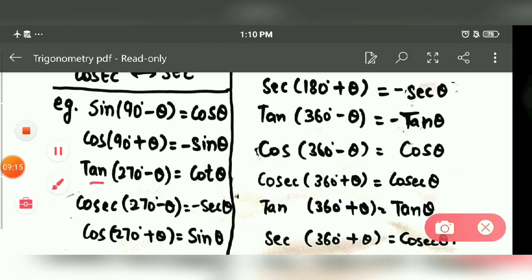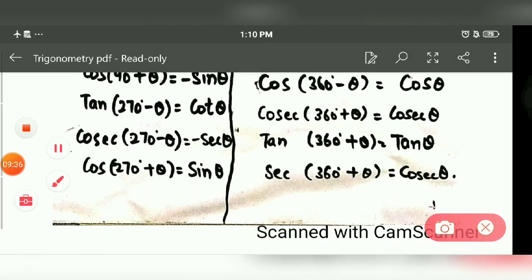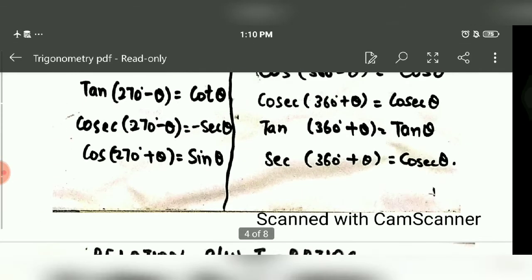Third, tan of 270 minus theta, which is in the third quadrant. In the third quadrant, tan is positive, so tan is going to be changed into cot with the positive sign. Cosecant of 270 minus theta: cosecant changes to secant, but 270 minus theta is in the third quadrant, where cosecant is negative, so the answer is negative. Cos of 270 plus theta is in the fourth quadrant. Cos changes to sine, and in the fourth quadrant cos is positive, so the answer is also positive.